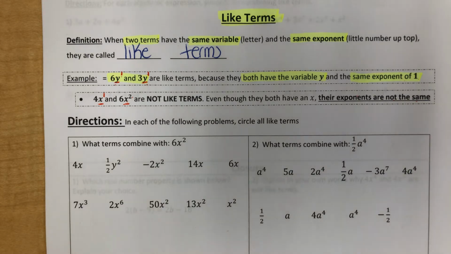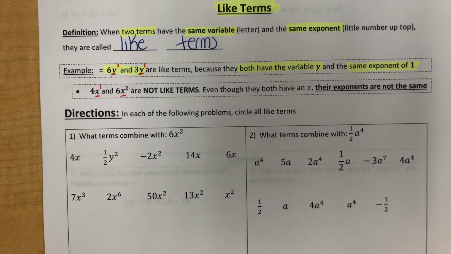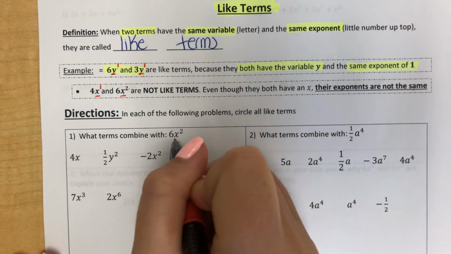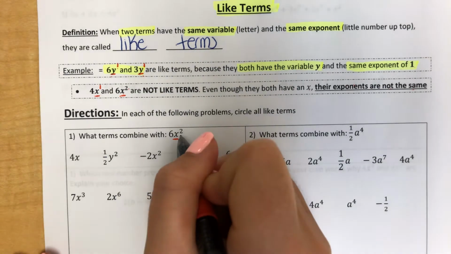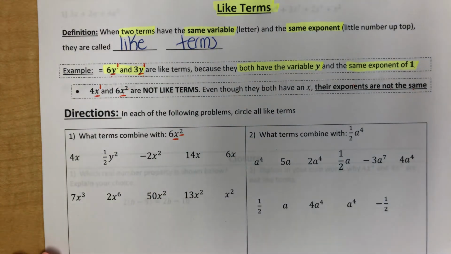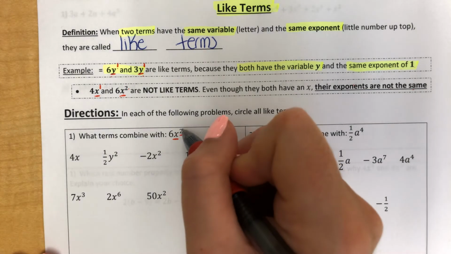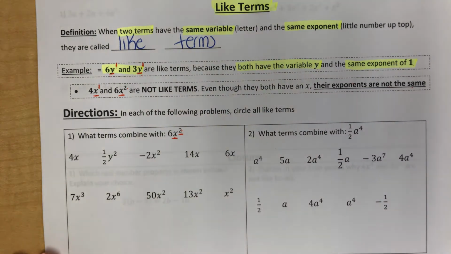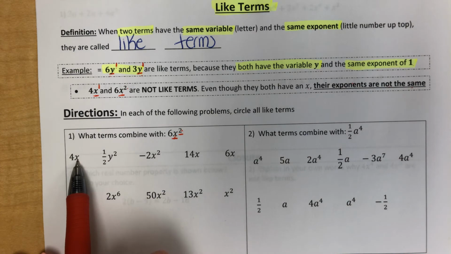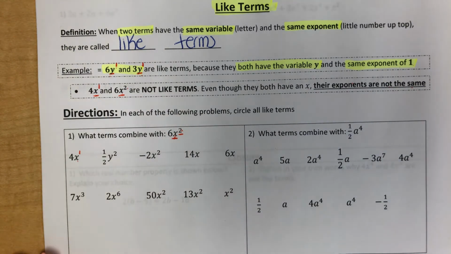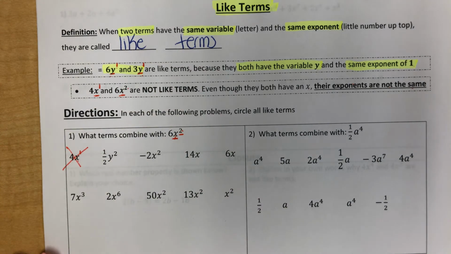Now I want you to practice underneath identifying like terms on your own. I'm going to do number 1, just to make sure we're all on the same page, and then you're going to try number 2 by yourself. So if I look at my example here, my variable is x, and my exponent is 2. I need to look for all terms that have an x squared, or an x to the second power. Same variable, same exponent. I have an x, but this is really to the first power. This does not match. Next.